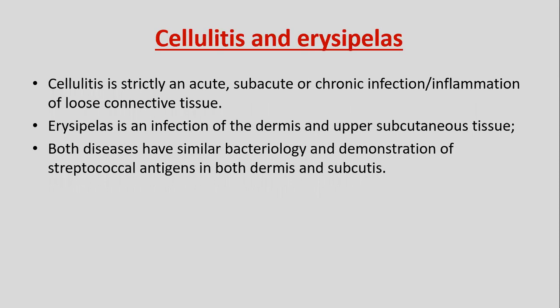Then comes cellulitis and erysipelas. Cellulitis is strictly an acute, subacute, or chronic infection or inflammation of loose connective tissue. Erysipelas is infection of the dermis and upper subcutaneous tissue. So both diseases differ in the level of skin involvement. Both diseases have similar bacteriology and demonstration of streptococcal antigen in both dermis and subcutis. So cellulitis and erysipelas is mainly a streptococcal disease.